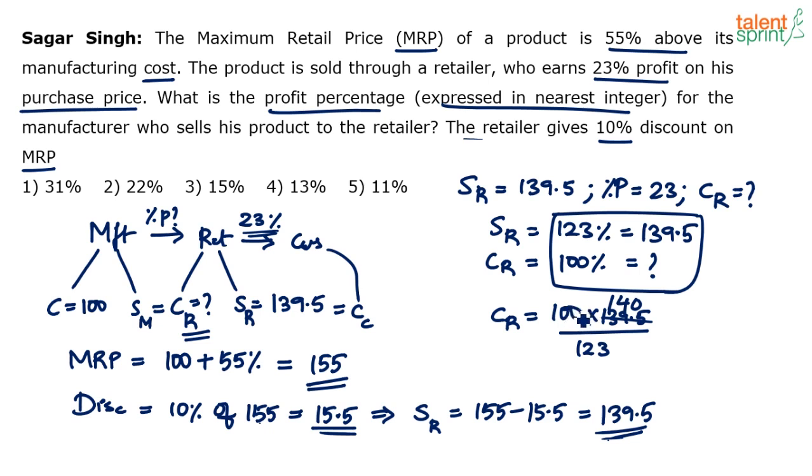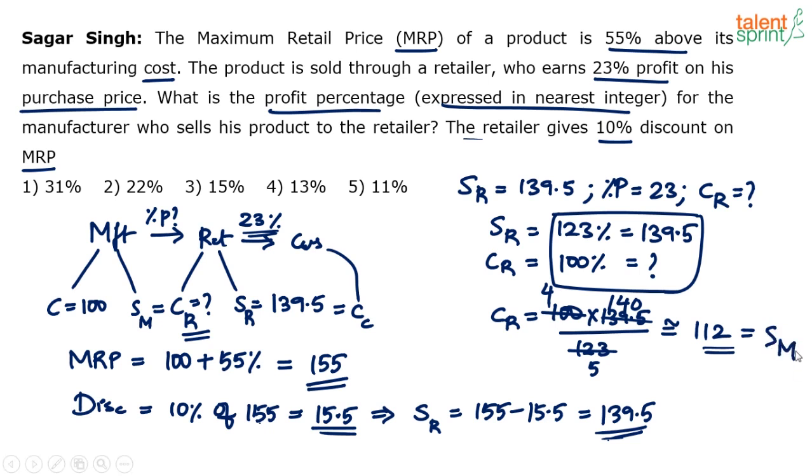So this is like 25 into 4. 25 into 4 is 100. 25 into 5 is 125. Very close to 123, right? So 4 by 5 of 140. 4/5 of 140 is like 80% of 140, which is 140 minus 28, 112. It comes out to be approximately 112. Cost price of the retailer is 112, which is nothing but the selling price of the manufacturer.